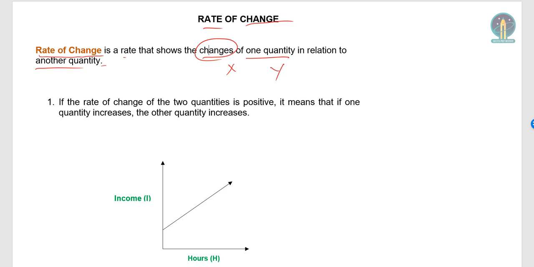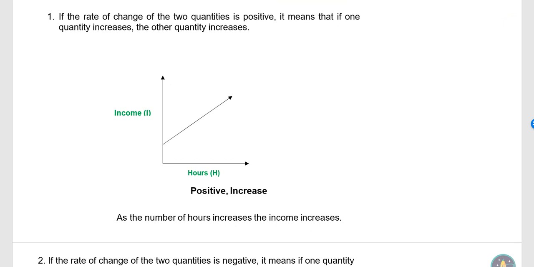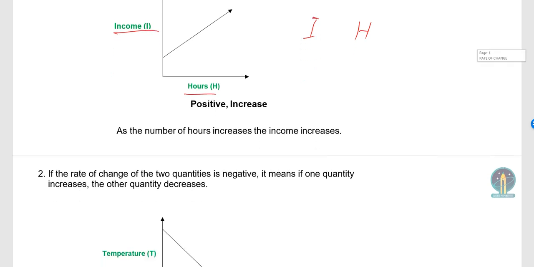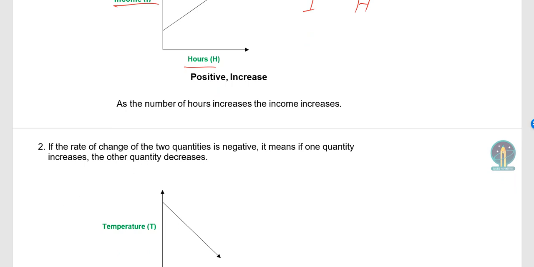And there are different ways that the rate of change can manifest itself between two quantities. If the rate of change of the two quantities is positive, it means that when one of the two quantities increases, the other also increases. And here's an example. Income versus hours, right? As one puts in more hours, they make more income. So this is a positive rate of change between income I and hours H. As the number of hours increases, the income increases.